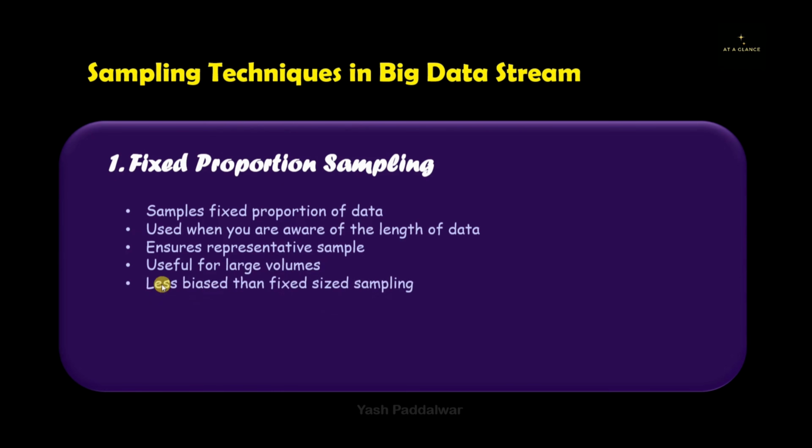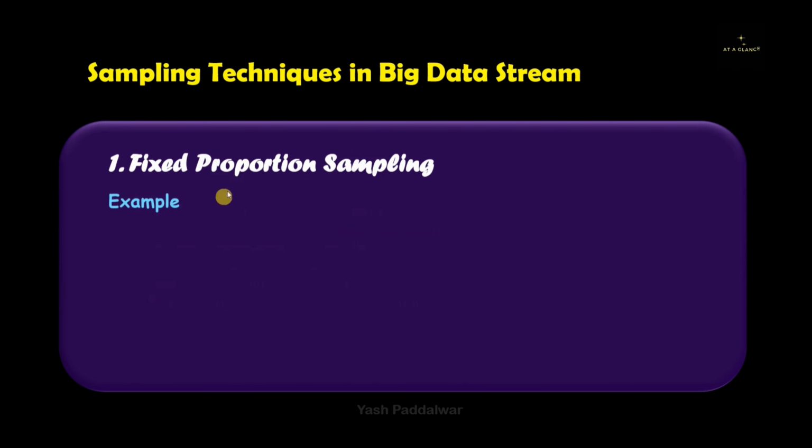Now, this sampling technique is less biased when we compare it with the fixed size sampling technique, which we are going to learn next. And also make a note that this fixed proportion sampling technique might generate two problems. The first problem is underrepresentation and the second problem is overrepresentation, which means your sample will not represent your entire data stream well, or it can overrepresent your entire data stream, which can again create problems. So these are some of the points that you need to remember for fixed proportion sampling.